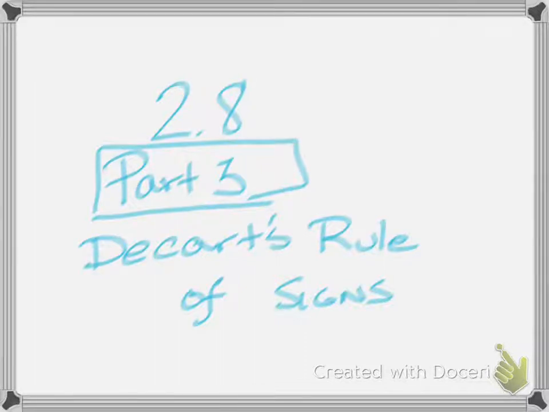Okay, so this is video 3, part 3 of 2.8, and we're going to talk about Descartes' rule of signs. I don't know if this is a review for you, or a reminder, or new. I told you that there was a rule that would help reduce choosing the P over Q's, so maybe you didn't have to do as many. So let's learn Descartes' rule of signs.